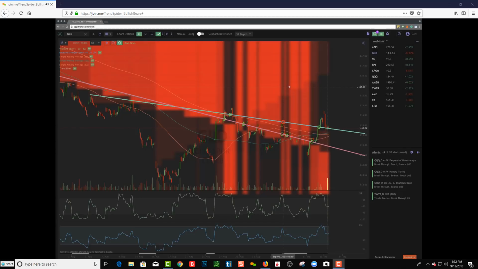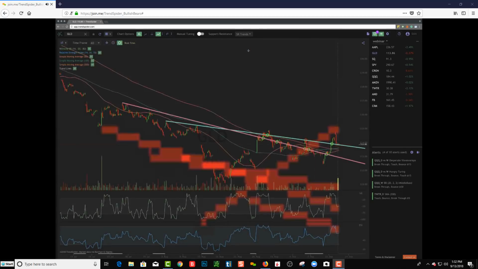And it's a great confirmation. I don't think anybody should really trade off it completely because there's a lot of noise in it. But if you see trend line support and then you see a lot of red underneath it, you can assume that there's a lot more trend line support hiding under there on various time frames.